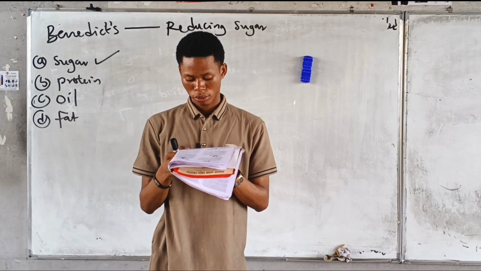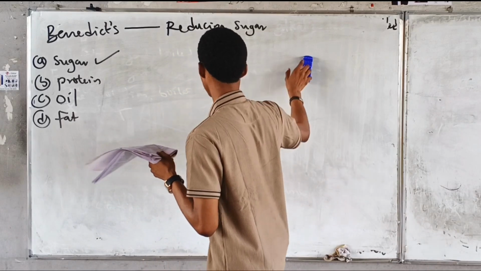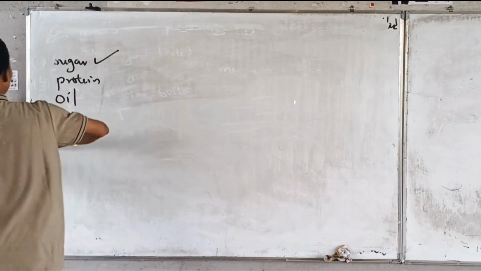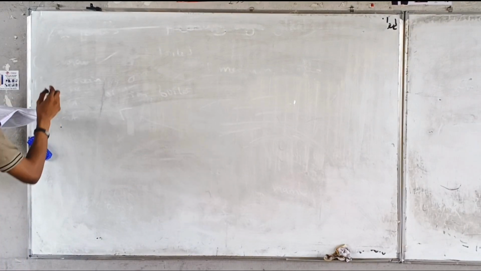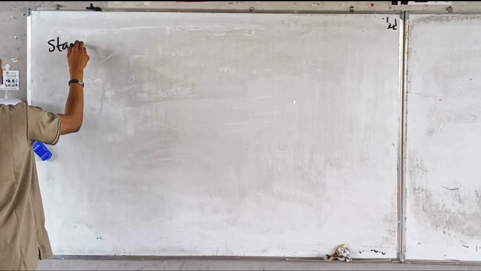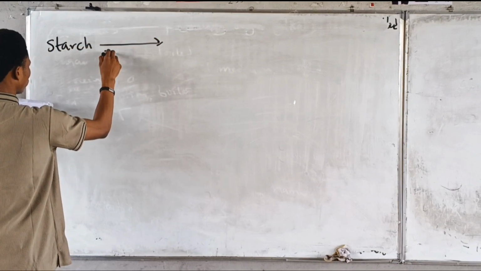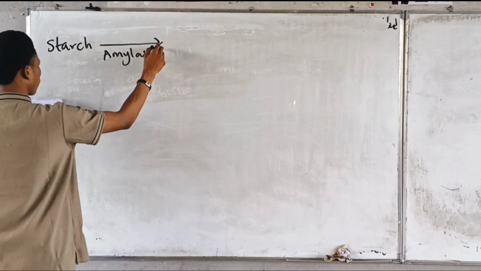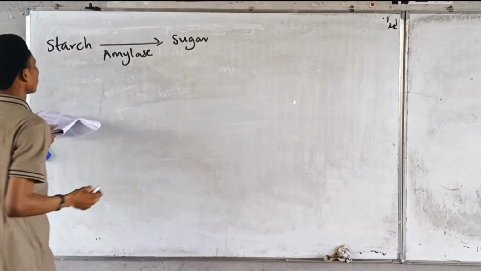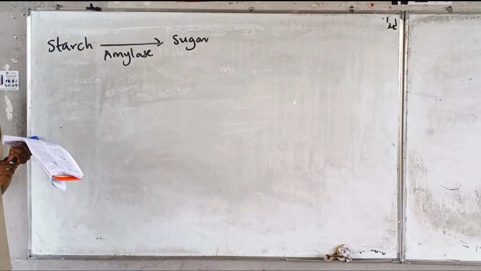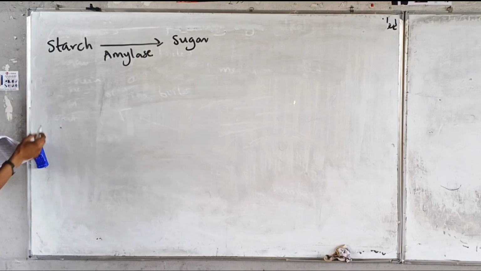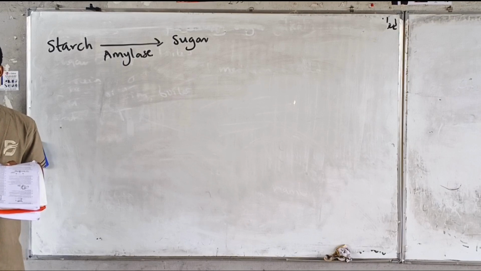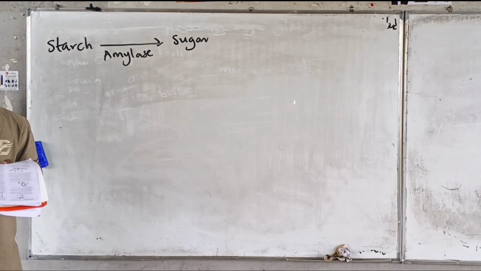Do you understand? The next question, let me see who will be fast enough to answer this one. In the enzymatic reaction, starch gives sugar. Then under the arrow they wrote amylase. Starch is referred to as the dash. Without the options, who can answer? Starch is referred to as the dash.